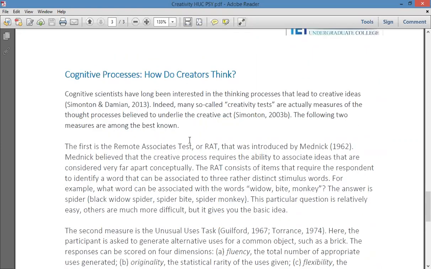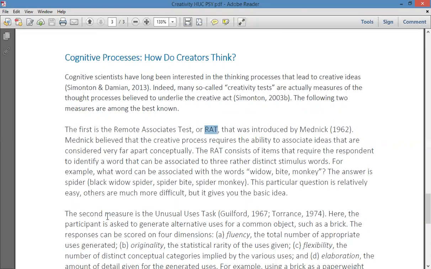The first test that we use to identify creativity is the RAT test. We call it the Remote Associates Test. I will share this handout in the group so you can read it until I explain it to you. The second is the Unusual Uses Task. These are the two most accepted methods being used to identify or measure creativity.